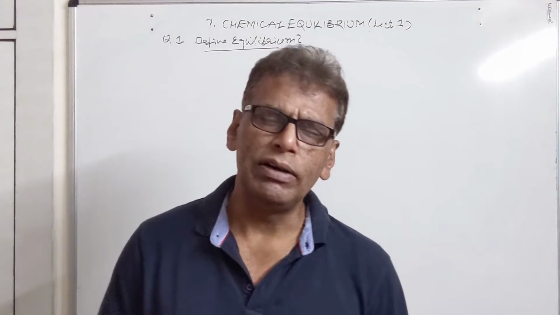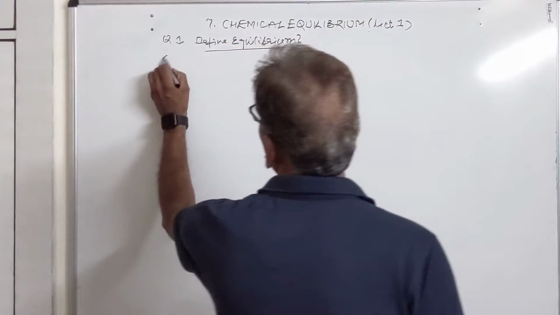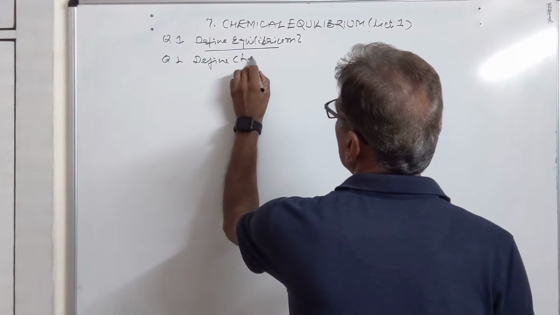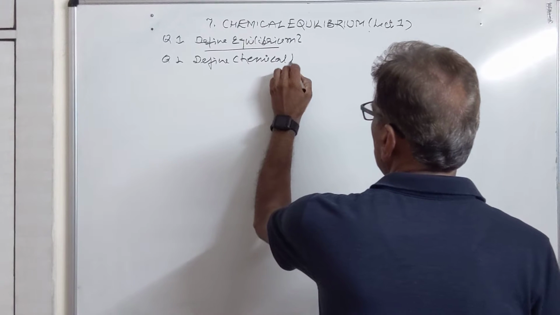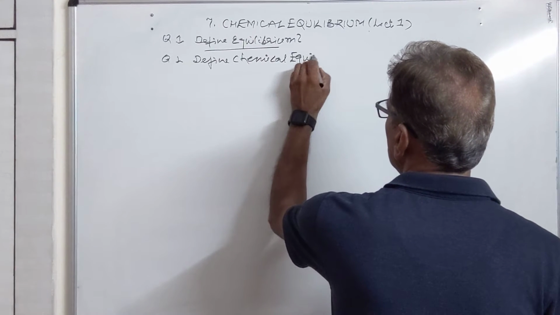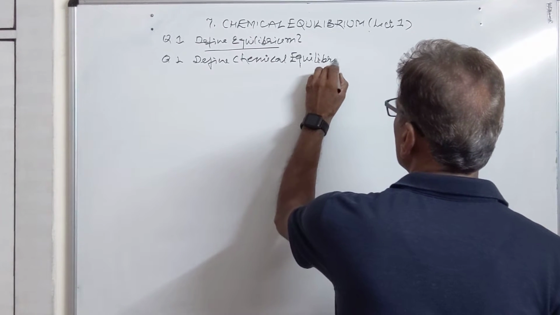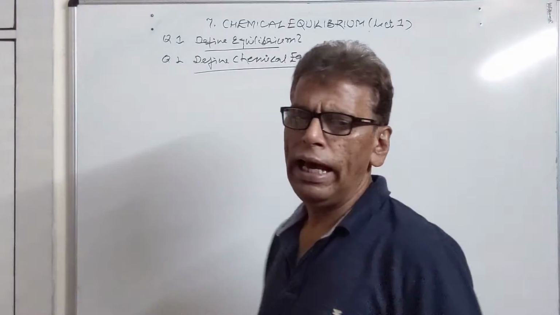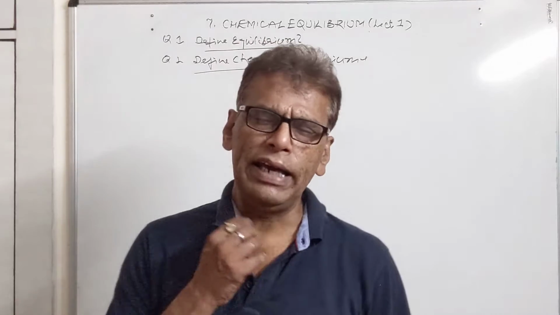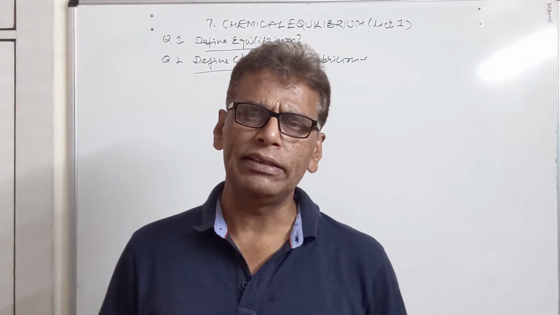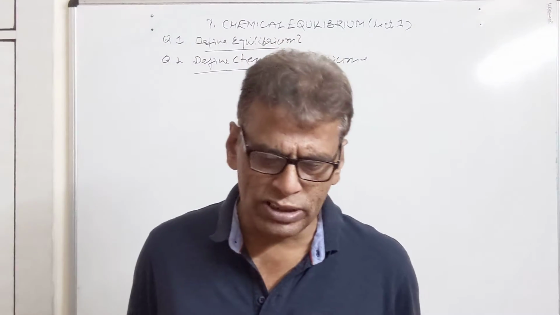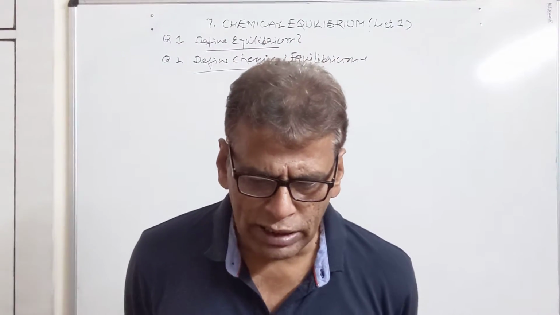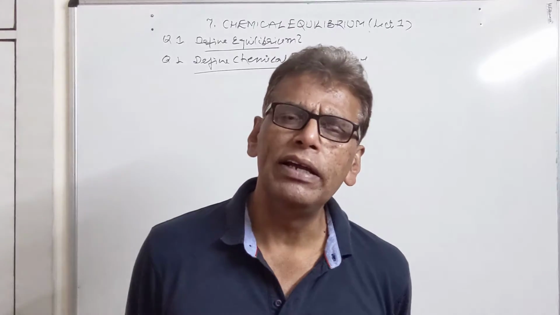Now we come to chemical equilibrium. Define chemical equilibrium. It is an equilibrium obtained in the case of a reversible chemical reaction when it is brought in a closed system. That state of the system is called chemical equilibrium. It can be achieved only in a closed system.